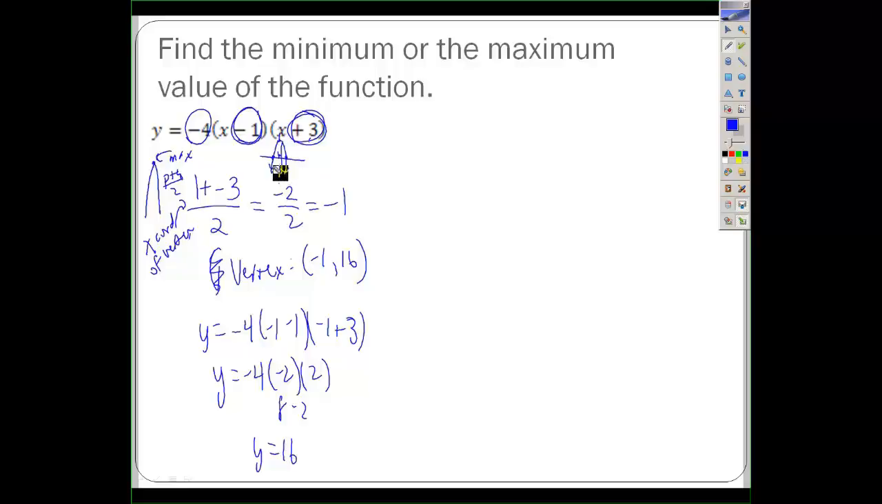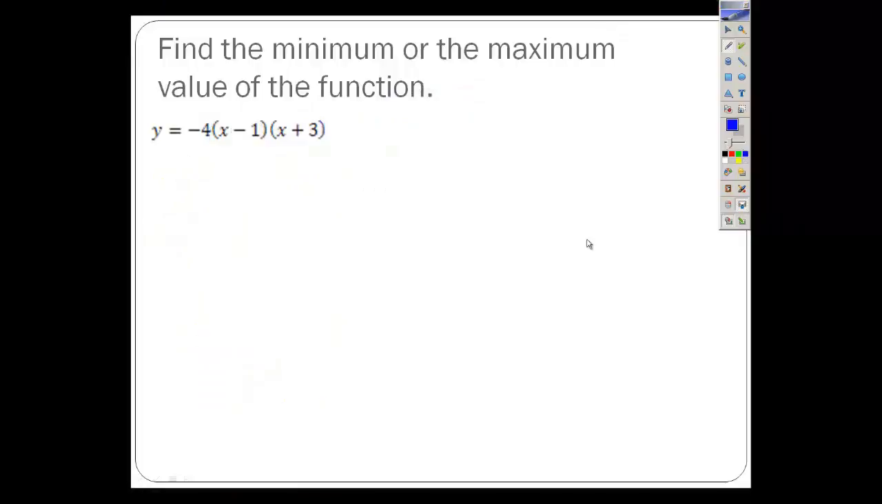So for my answer, I know it's a maximum because my a value was negative. It'll open down, and this is the highest point. It'll be a max. So I'm going to say my max is at the point -1, 16. And that's my solution. All right, but I'm not done yet because what I need to do is this.